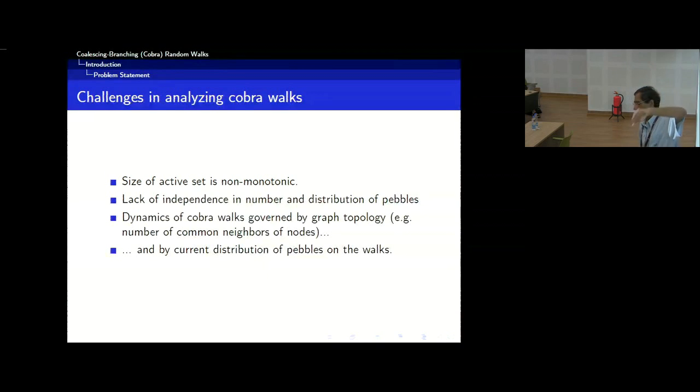The other approach often used to attack such problems is to view the tokens that I talked about as pebbles that are moving around in the graph. But because of the coalescing nature, there is a lack of independence in the distribution of these pebbles. The dynamics of the Cobra Walk is governed by the graph topology, and we will be looking at that more closely, and unfortunately also by the current distribution of pebbles. We really cannot say that in every round the number of pebbles is going to double, or increase by a certain factor, because it crucially depends upon the distribution of the pebbles.